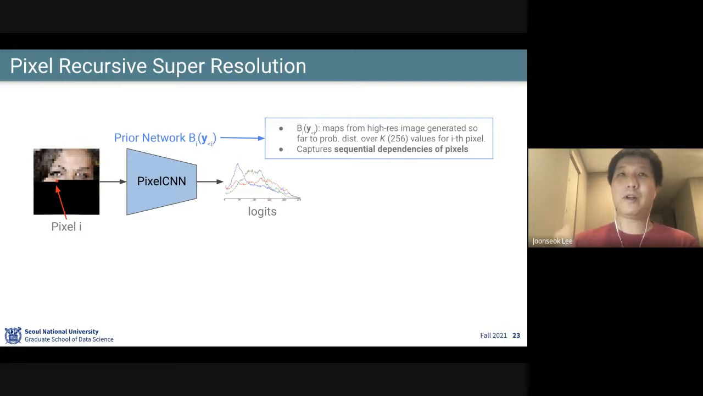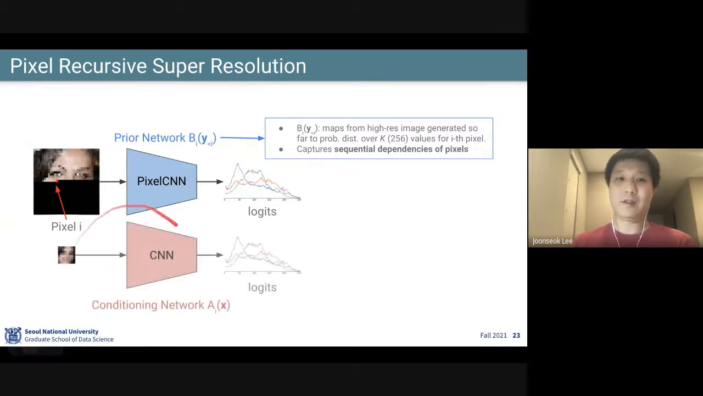Then, what is missing? We're now solving super resolution, not just generating some face that looks plausible, but it should match this low resolution image. For that part, they use another CNN, but this is given as an input, so they don't have to hide anything. They use this entire image and apply regular CNN models to generate what this pixel should be.